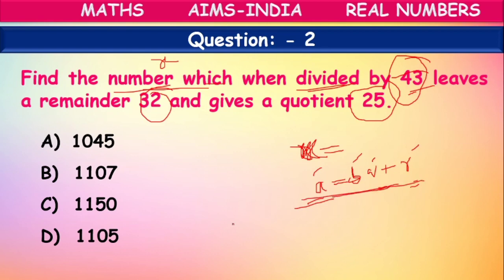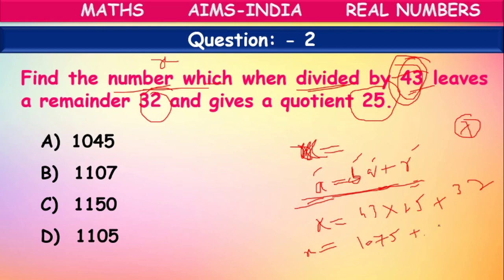So the dividend we don't know, let us keep it x. The divisor is 43, the quotient is 25, and the remainder is 32. So x equals 43 into 25 plus 32. 25 times 3 is 75, 7 is remaining; 25 times 4 is 100, plus 7, that is 107. Plus 32. If we add, what will we get, children?